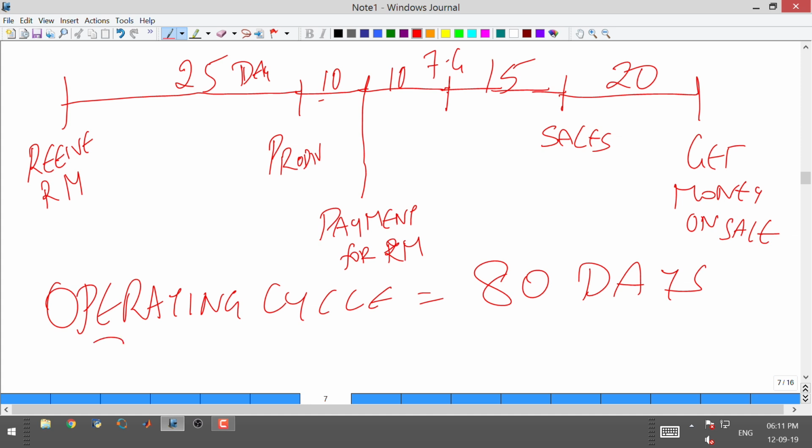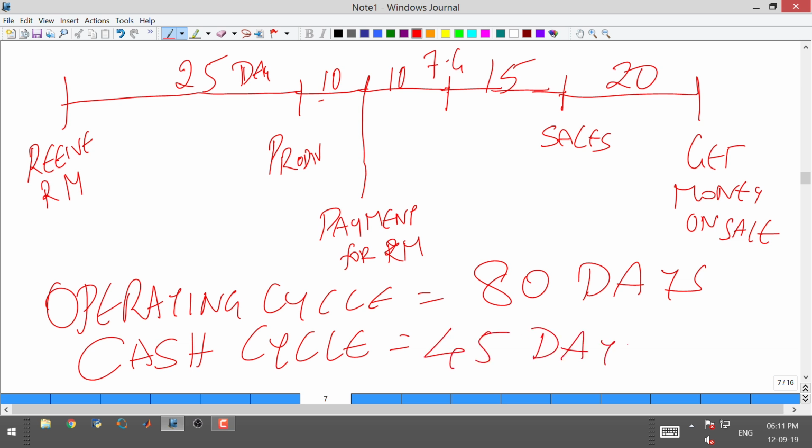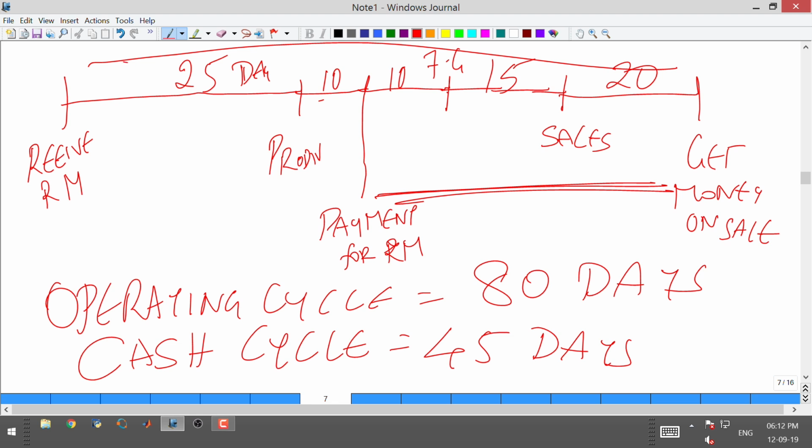There is also the next aspect, that is what is called the cash cycle. If I look at the cash cycle, what is the money that is getting blocked? My cash cycle is 10 plus 15 plus 20, 20 plus 15 is 35, 35 plus 10 is 45 days. That is what we call the cash cycle. It is only this period where the cash is blocked, whereas operating is the complete period where the operations are there.